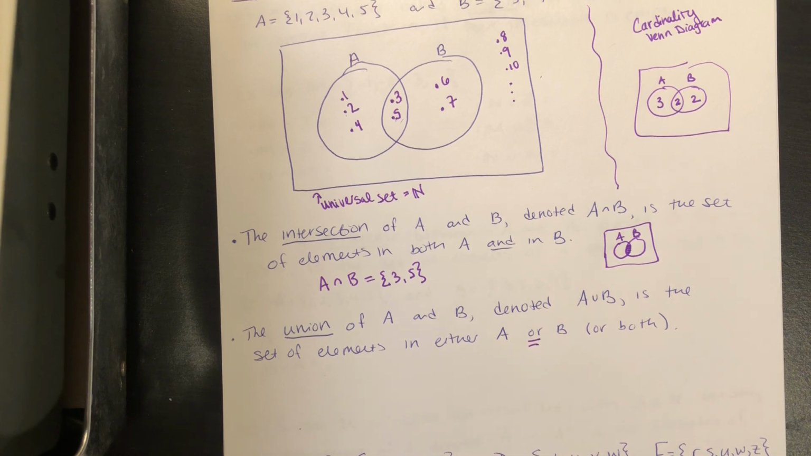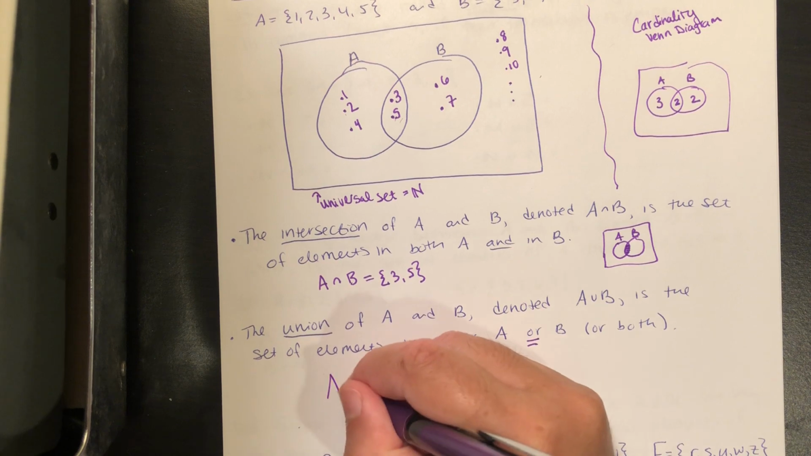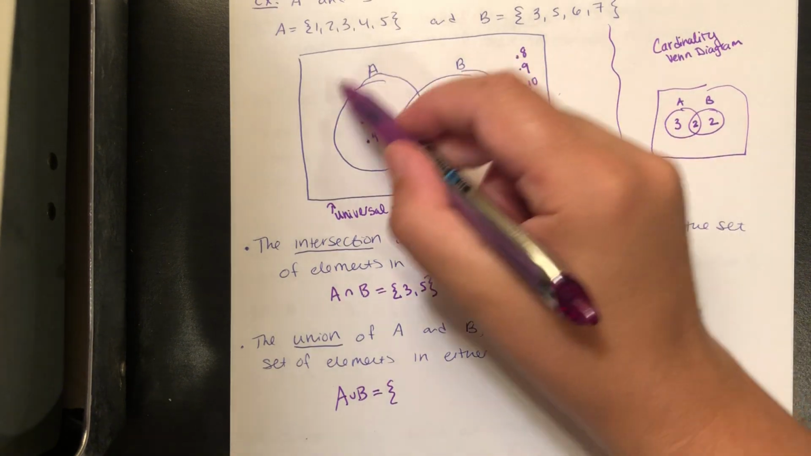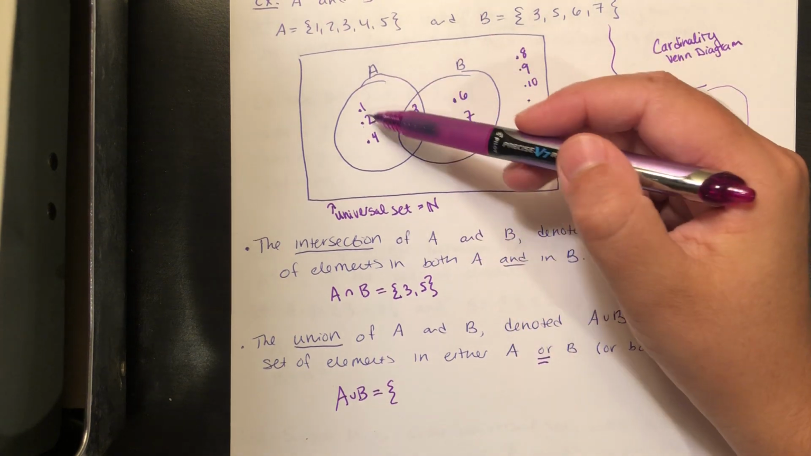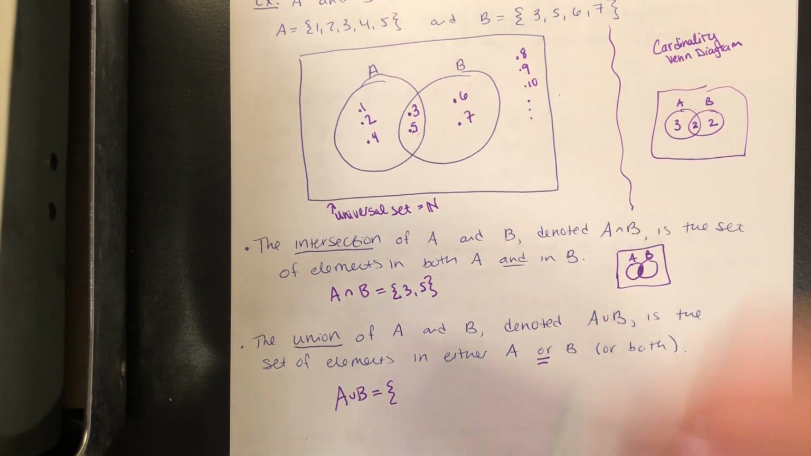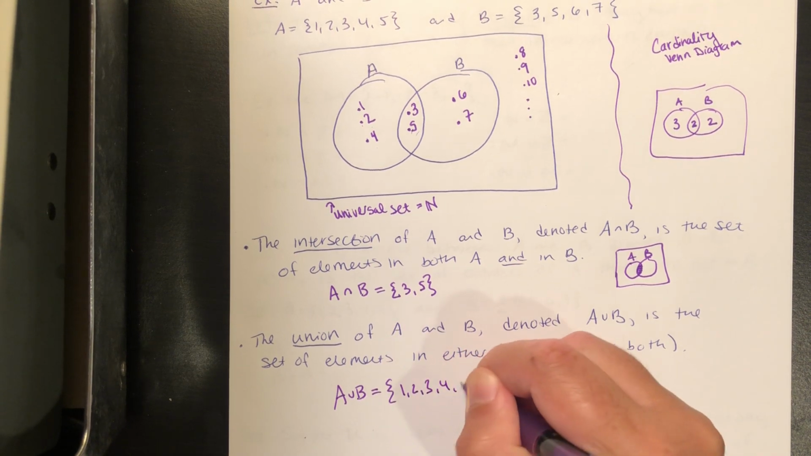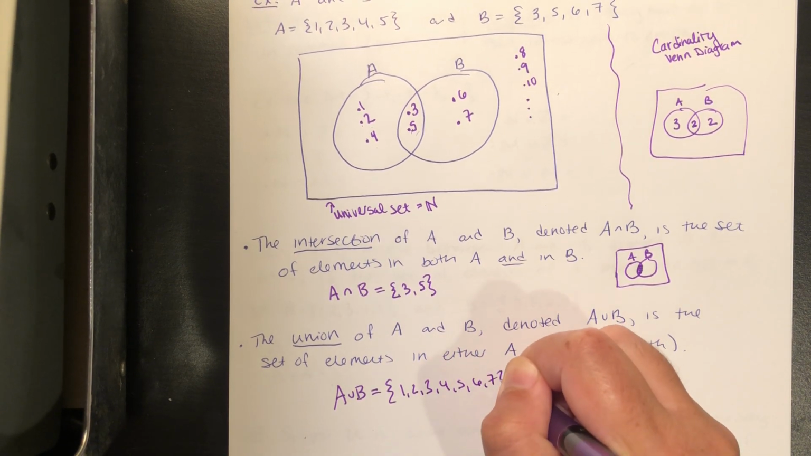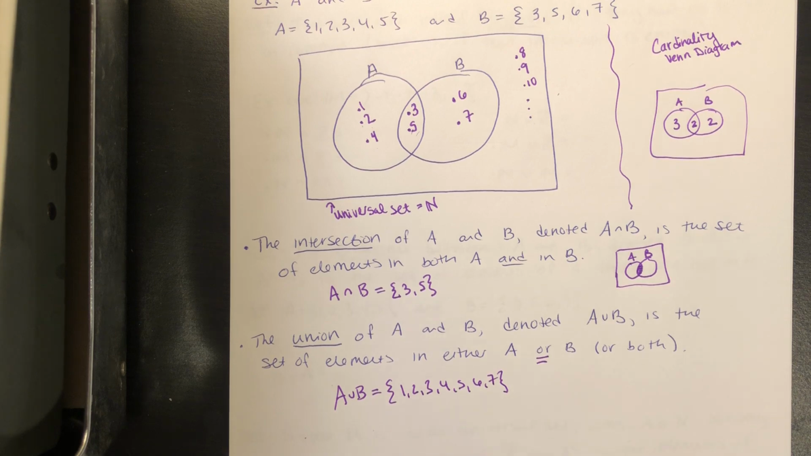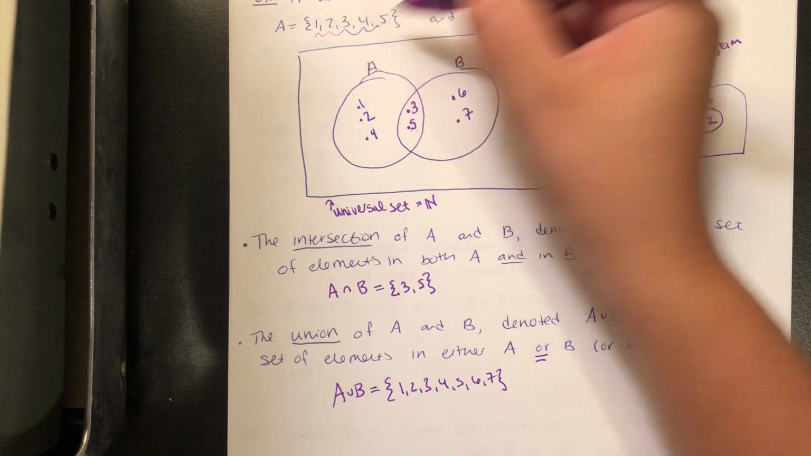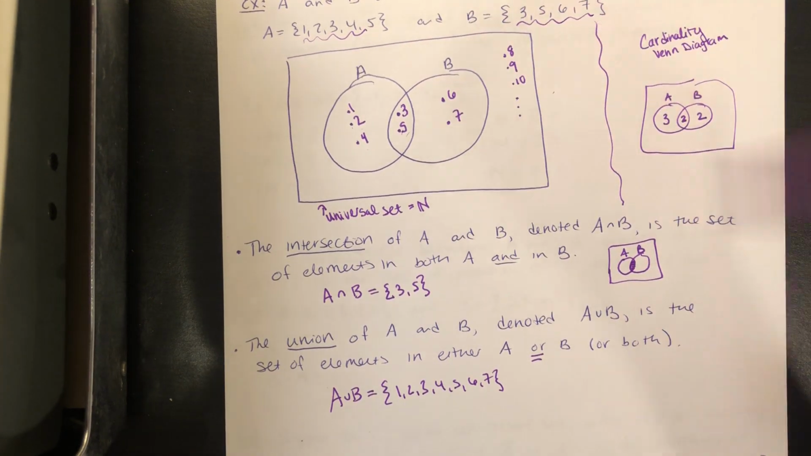It's an inclusive OR. And so for us, A union B is going to be anything that's in either one of these circles. So 1, 2, 4, 3, 5, 6, and 7. Or maybe it makes more sense to just write them out in order. 1, 2, 3, 4, 5, 6, 7. Remember, order doesn't matter in a set, so you can write those elements in whatever order that you want, as long as you actually end up getting everything that's in A along with everything that's in B.